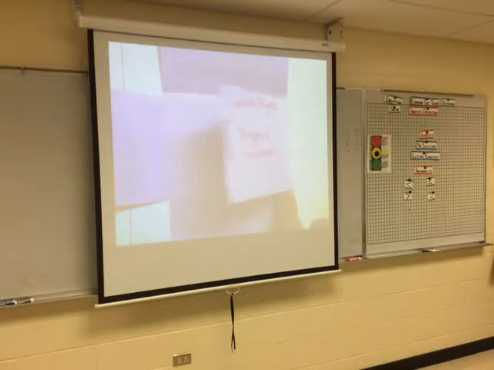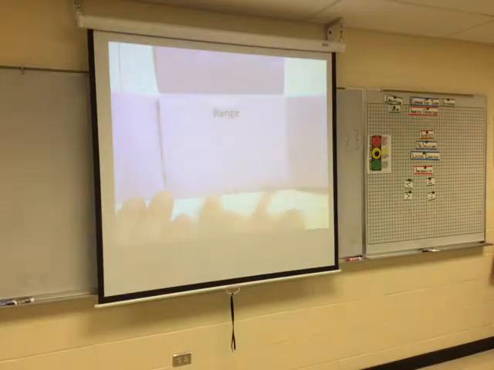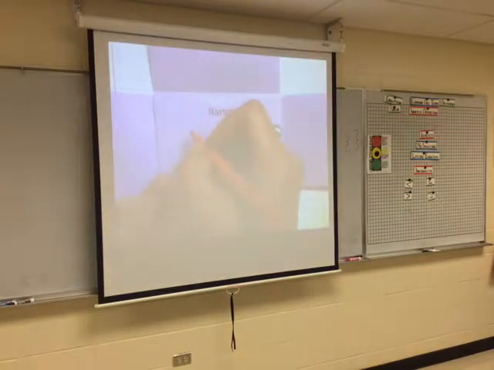Alright, so now let's take a look at range. I'm going to start at the bottom, so I'm going to fold the bottom rectangle up. My clue is to look down. I'm looking for the smallest y value, beautiful.